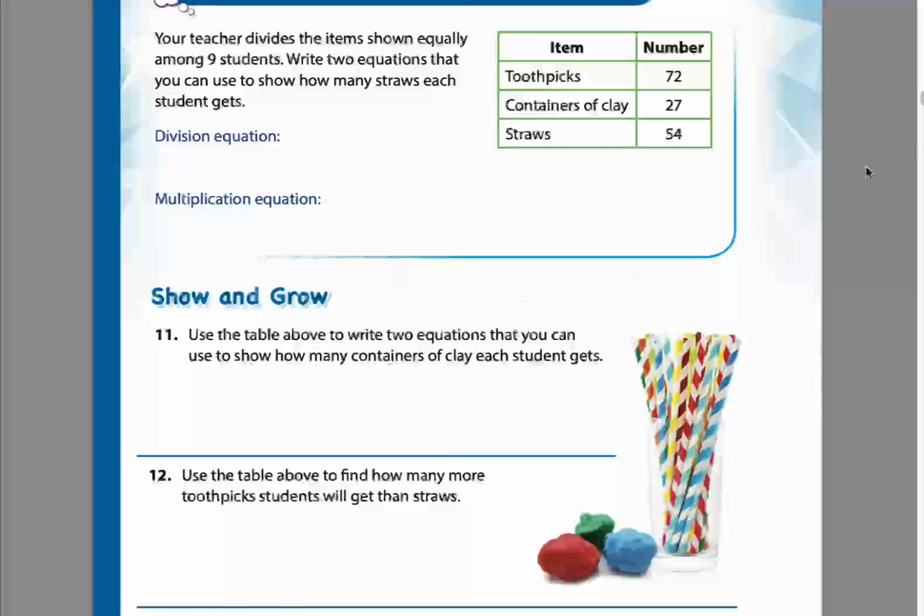Use the table above to write two equations that you can use to show how many containers of clay each student gets. Okay, this is the containers of clay. How many in total do we have? 27. Okay, give me the equation. The division equation first.